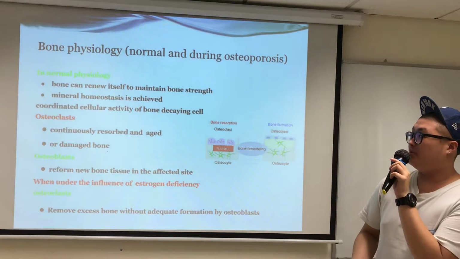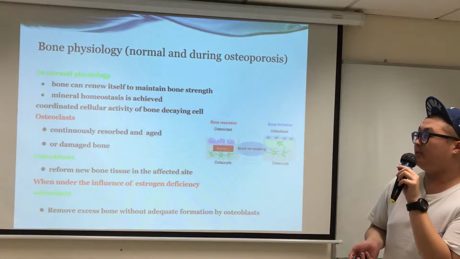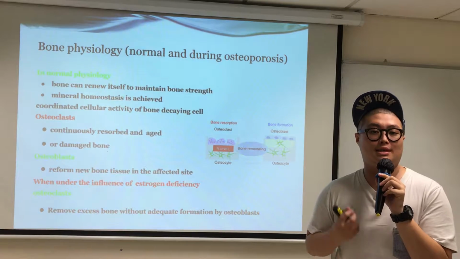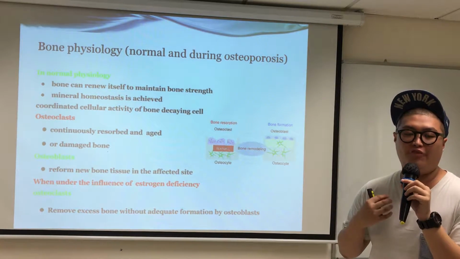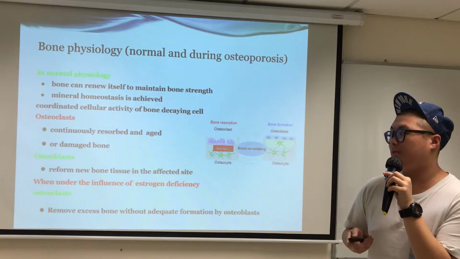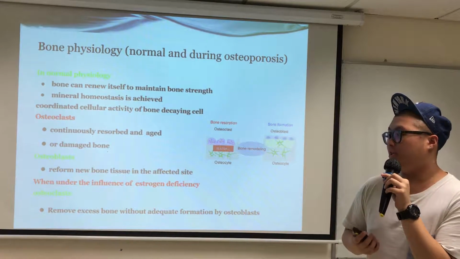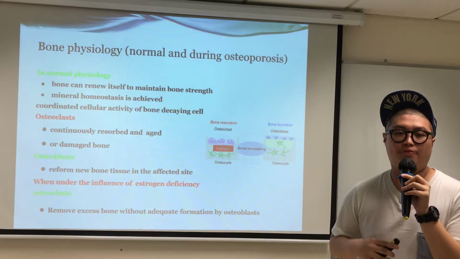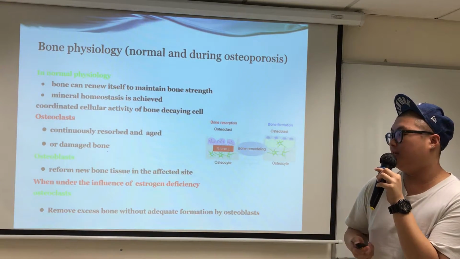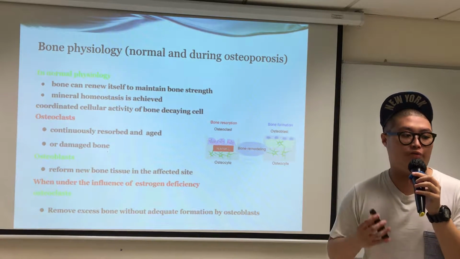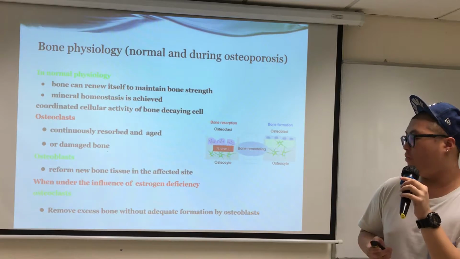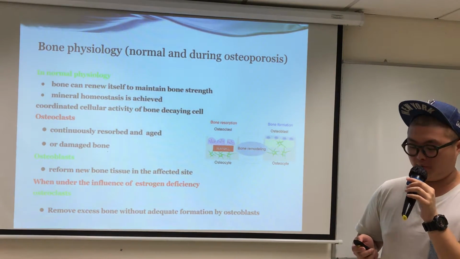Here is the bone physiology. In normal physiology, bone can renew itself to maintain bone strength. Also, mineral homeostasis is achieved during the bone formation process. Osteoclasts, this type of bone cell, continuously resorb aged bone and remove all the damaged bone from the region. Osteoblasts then form new bone tissue at the affected site. Under the withdrawal of estrogen, osteoclasts remove excessive bone without adequate formation of new bone.